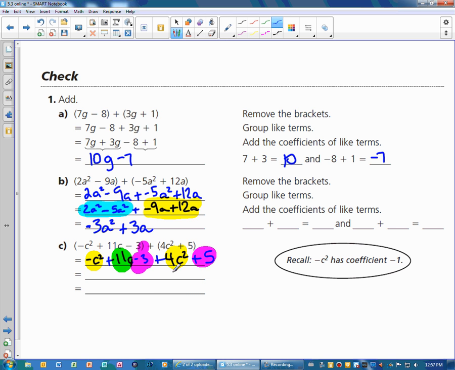So I have negative c squared and a 4c squared, so I've got 3c squared. I have an 11c, remember that was the only one, so it's sitting by itself, and then I have negative 3 and 5 is a 2. Okay, how'd you do? Getting the hang of this?